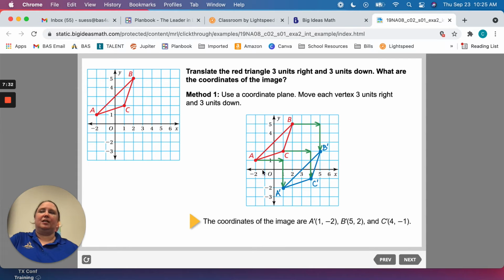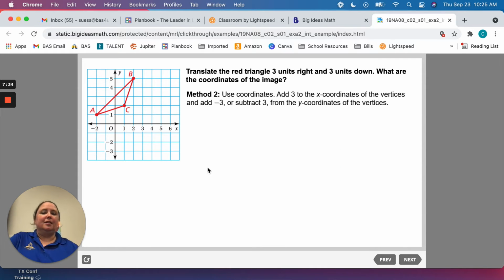All right, so now let's look at method 2. So now we're going to use the coordinates and add 3 to the x and -3 to the y. Why are we adding -3? Say it. Because it told us we had to go 3 units down. So on the y, we're going to subtract 3.